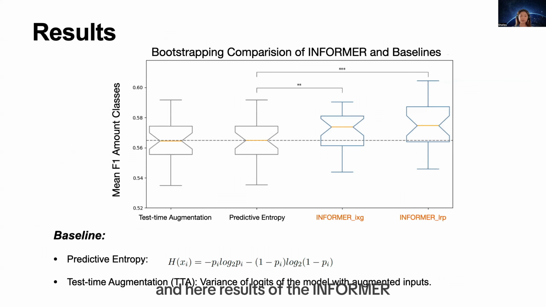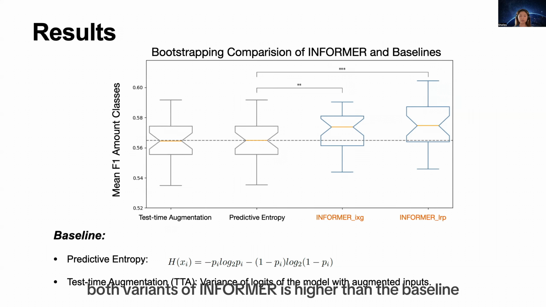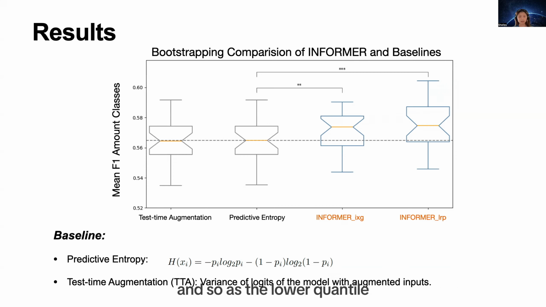And here are the results of Informer compared to the baselines on bootstrapped test sets. There are 30 test sets in this evaluation, and we have 2 baselines. One is predictive entropy, and the other is test-time augmentation. We can see that the median of both variants of Informer is higher than the baselines, and so is the lower quantile, which demonstrates the significance of Informer on quality control over the baselines.